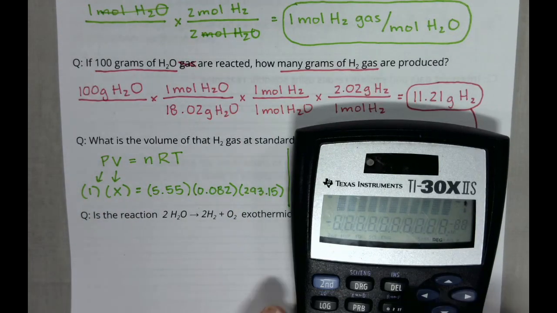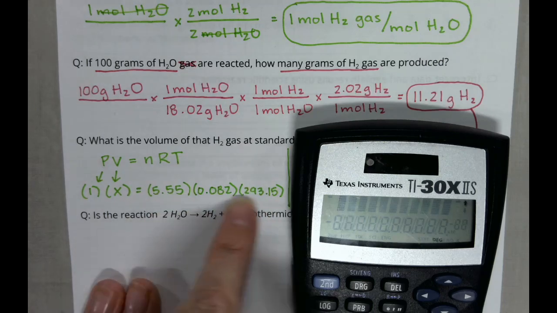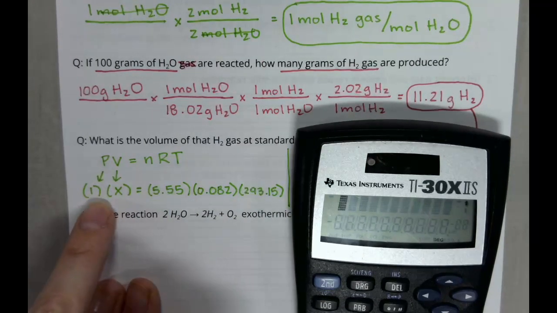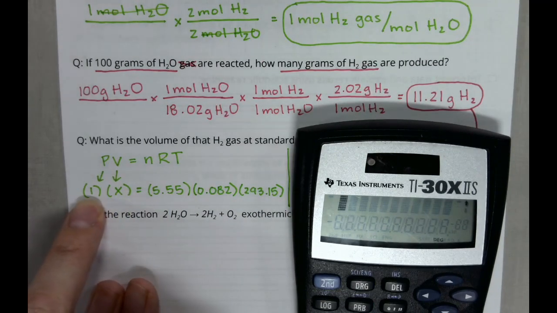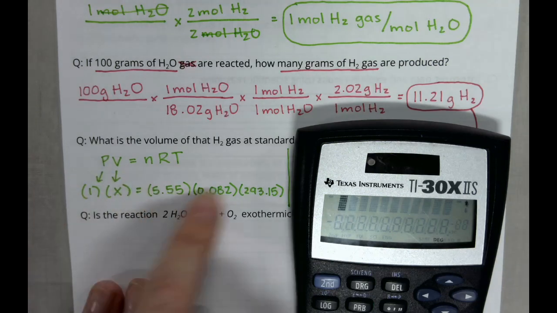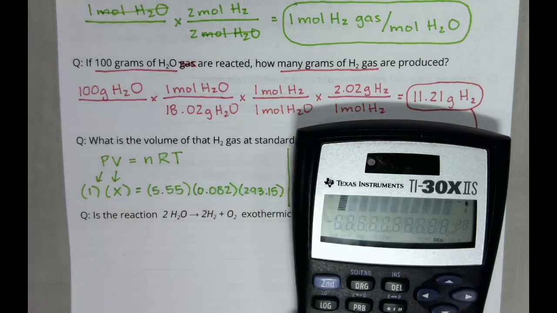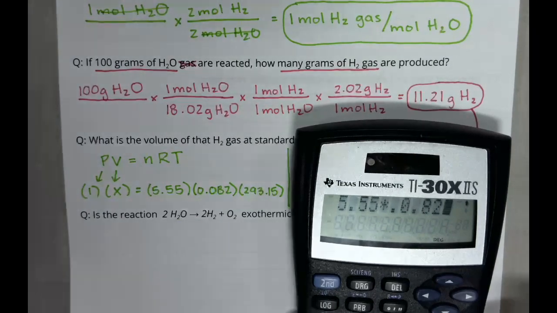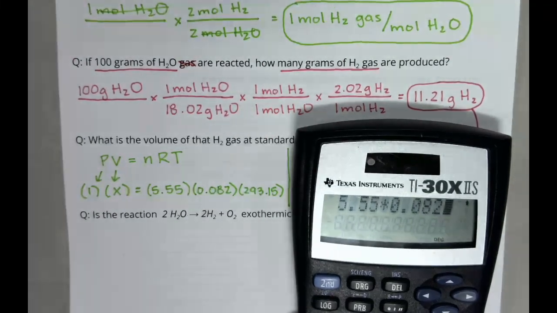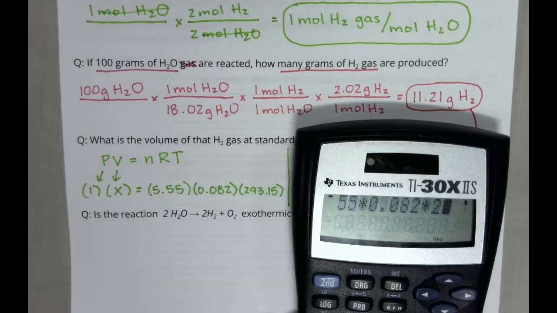All right, here we go. What I'm going to do is I'm going to multiply these together first, and then I'm going to divide by 1 to leave x on its own, but divided by 1 is really doing nothing, so I'm just going to multiply these together. So we've got 5.55 times 0.082, whoop, I typed it wrong, 5.55 times 0.082 times 293.15.